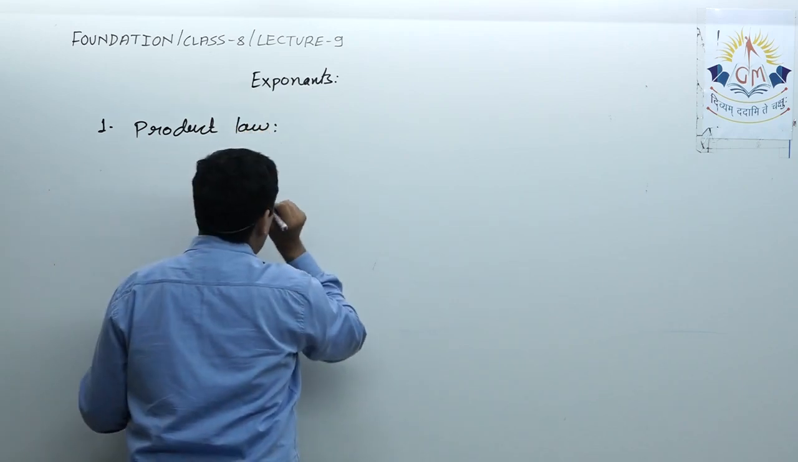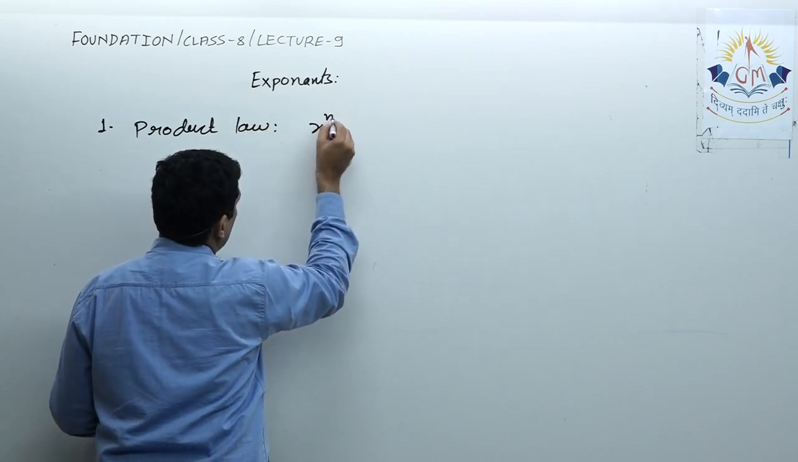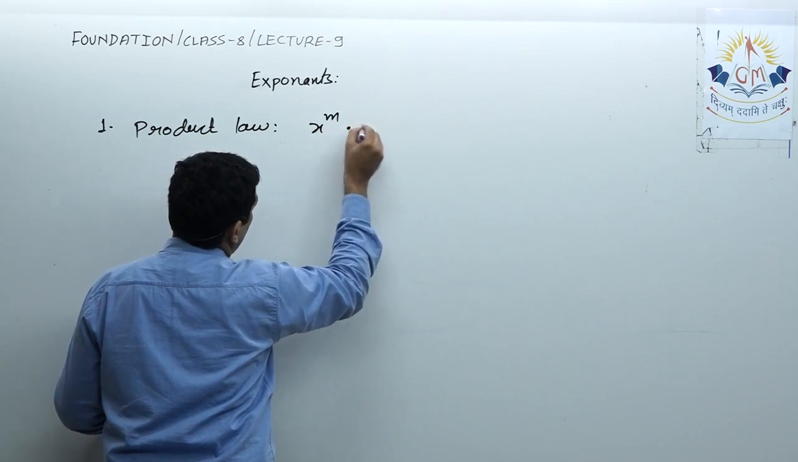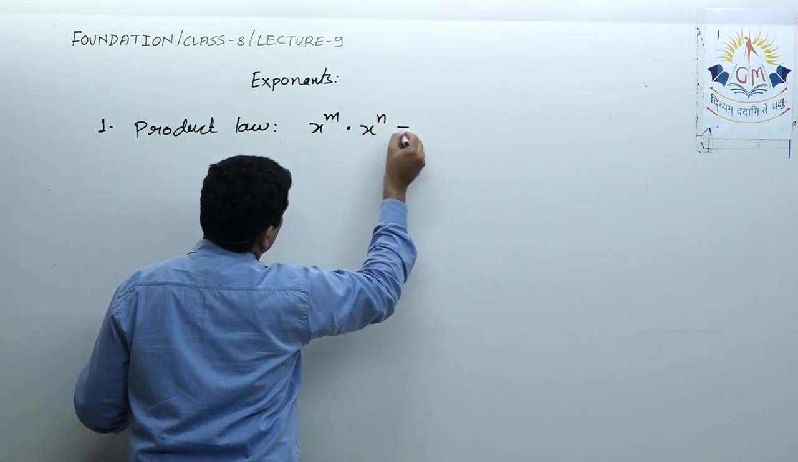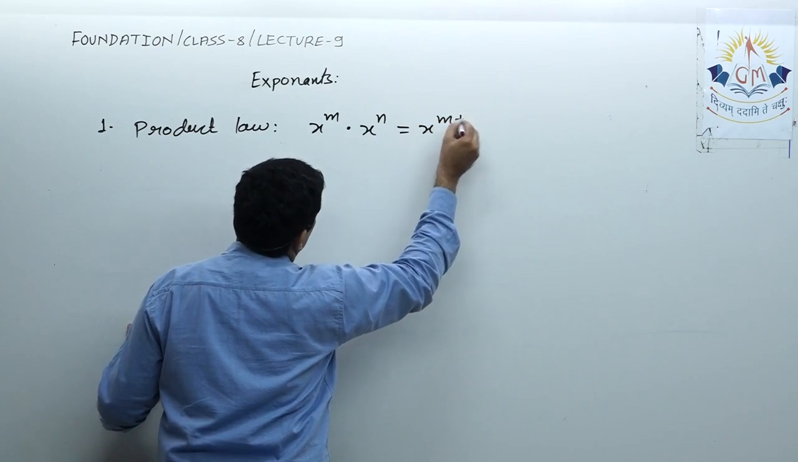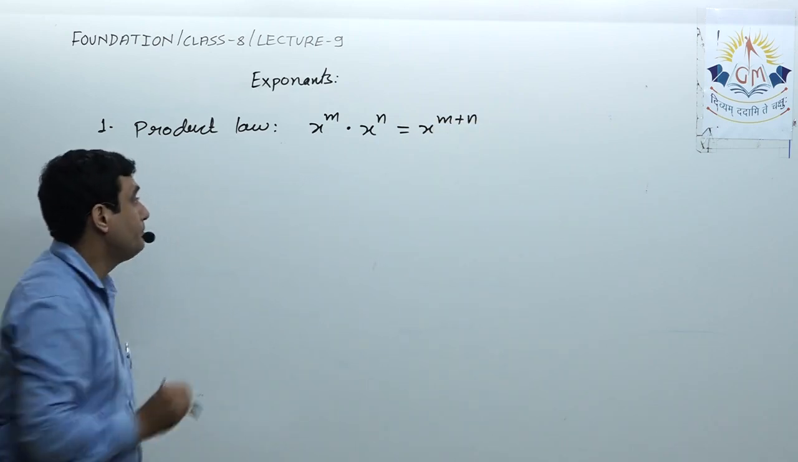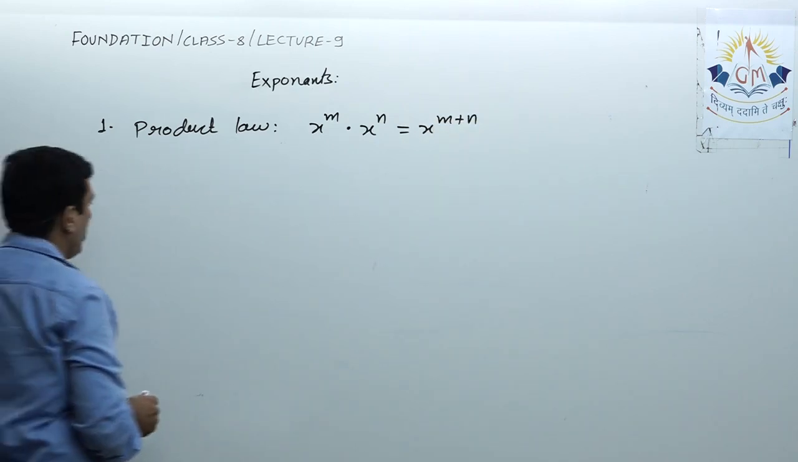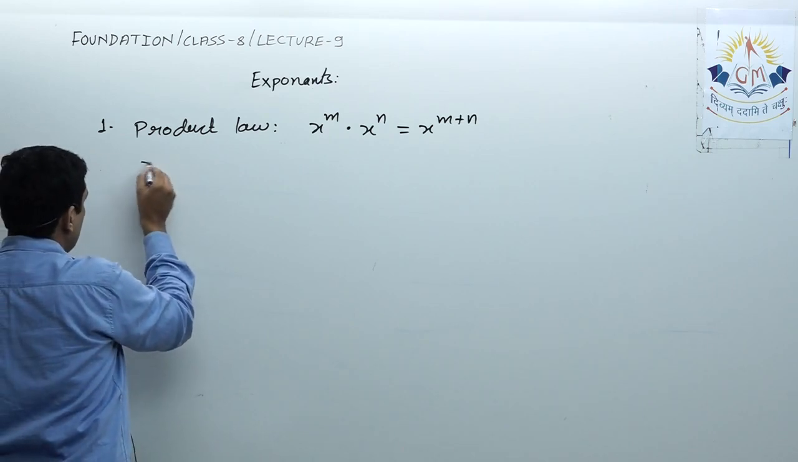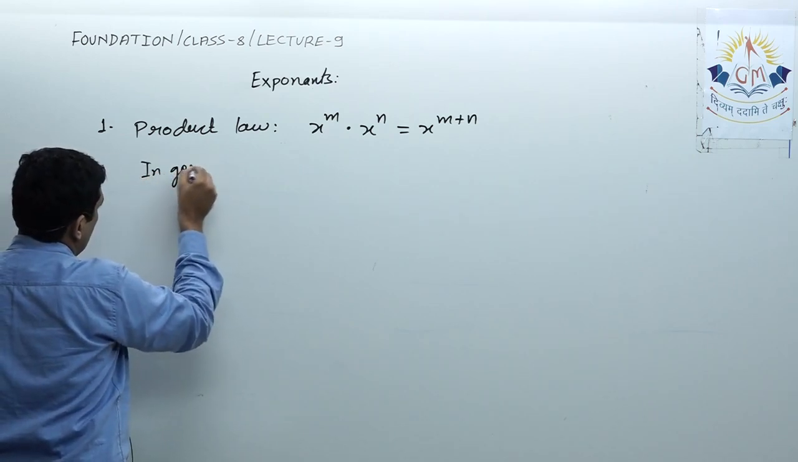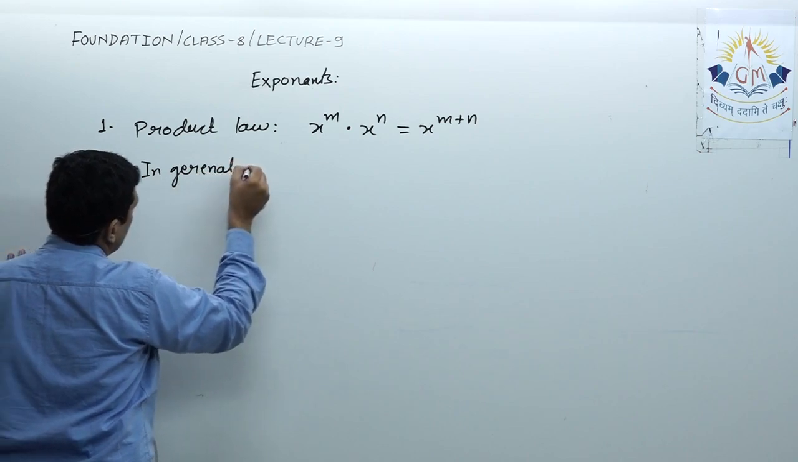The product law says if x raised to m is multiplied by x raised to n, then it is equal to x raised to m plus n. Okay, this is the product law. Now in general this law can be extended.